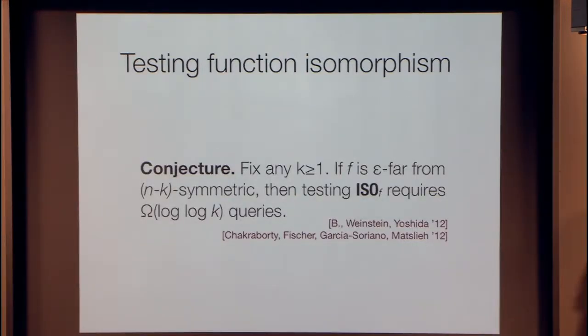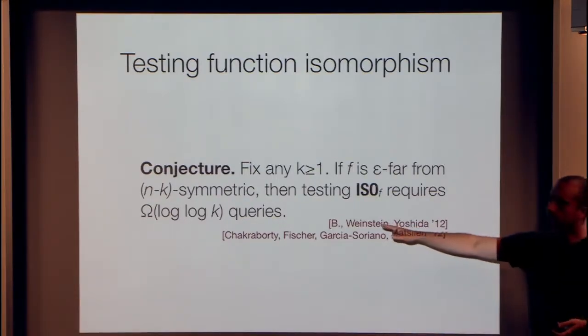The punchline: we couldn't find anything. We do not think that there is anything, essentially. So we think we have this conjecture. And again, these two papers that were done independently both came up with the same conjecture, that we believe any function that's far from partially symmetric is hard to do isomorphism testing against.